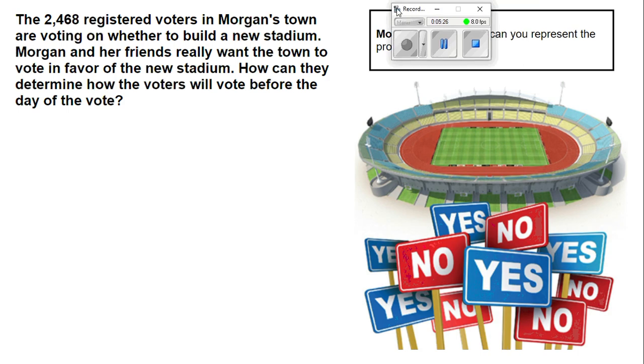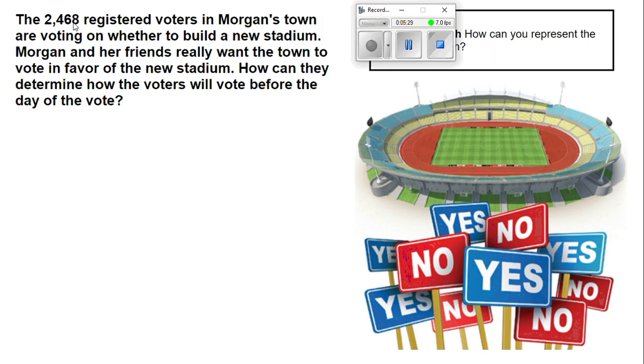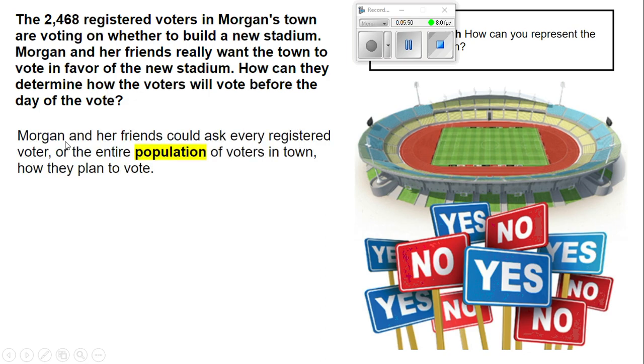In this particular example, it says the 2,468 registered voters in Morgantown are voting on whether to build a new stadium. Morgan and her friends really want to show that voters are in favor of the new stadium. How can they determine how the voters will vote before the day of the vote? Well, they could go ahead and check out the population. Morgan and her friends could ask every registered voter in the entire population of voters in the town how they plan to vote. And if you think about it, if you ask everybody how they plan to vote, that's going to give you a pretty accurate idea of if they want the stadium or not.